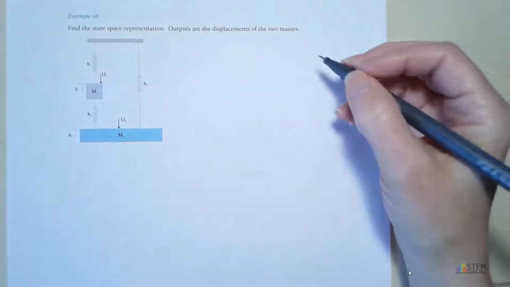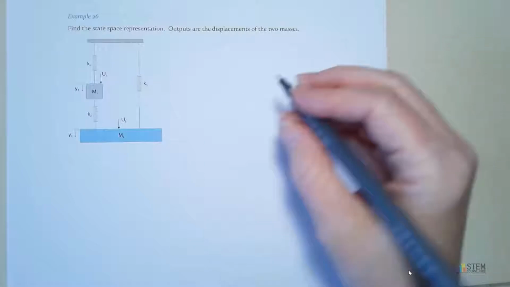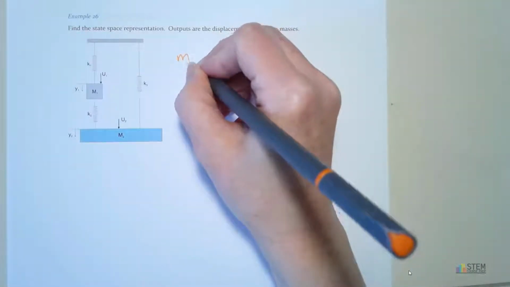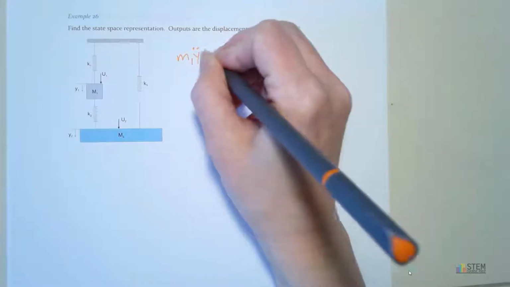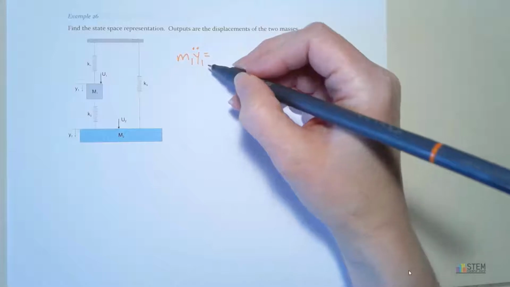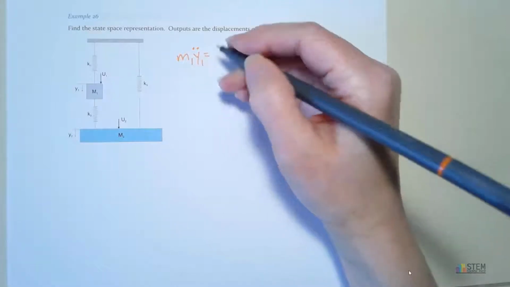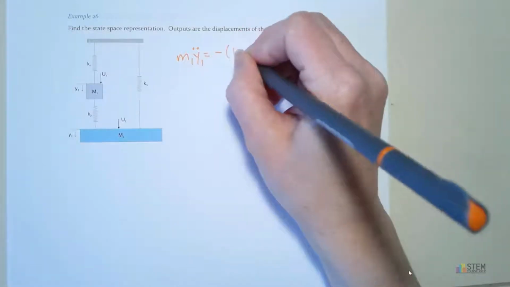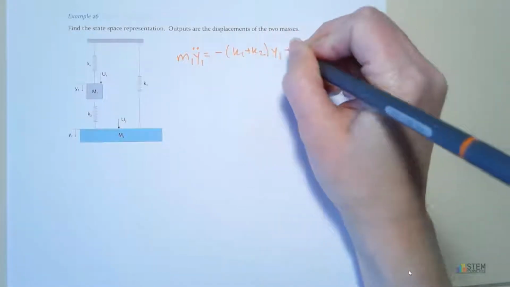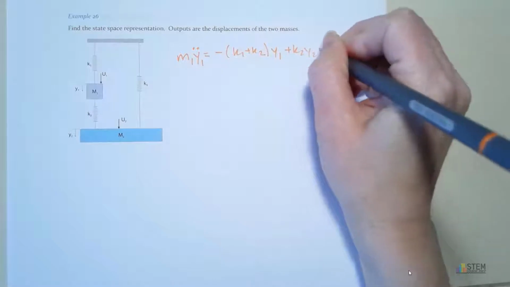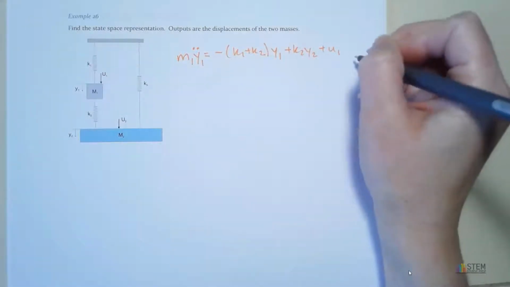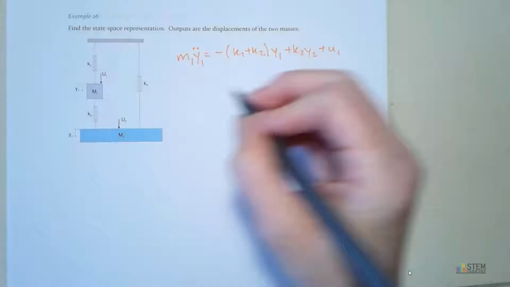First thing you need to do, get the equations of motion. Now I'm not going to go through all the free body diagrams and everything. I'm just going to give you the equations because I am confident y'all can find the equations of motion. So we're going to have M1 Y1 double dot. That's going to equal negative K1 plus K2 times Y1 plus K2 Y2 plus U1. All right, so that's the equation of motion for M1.